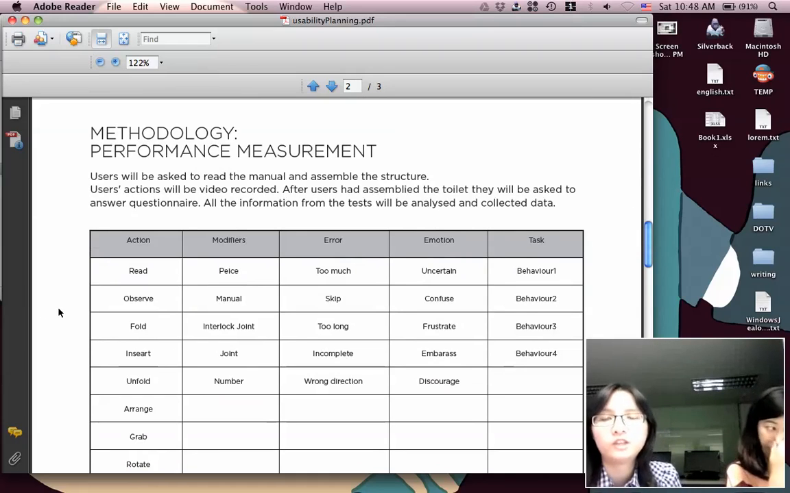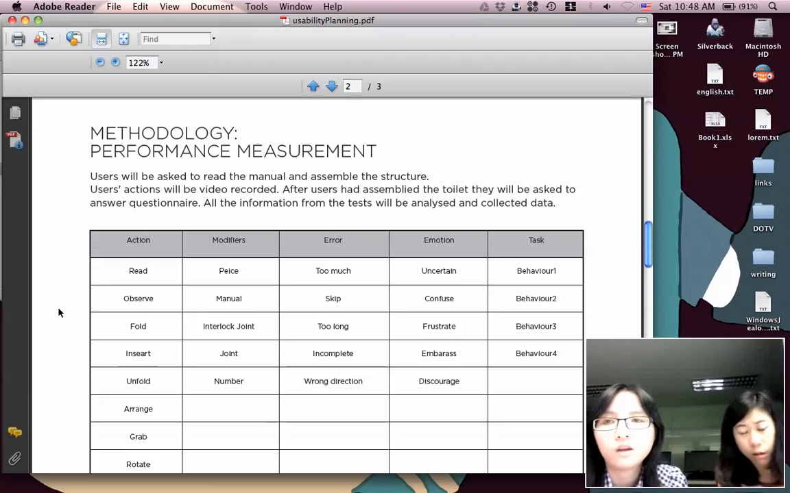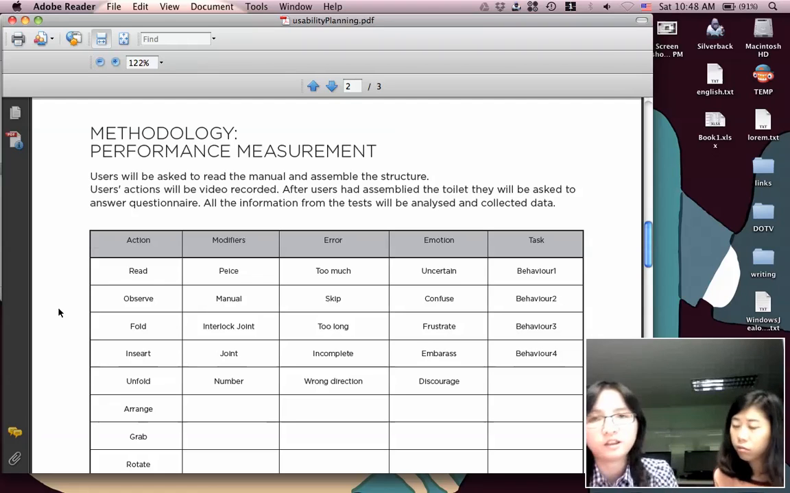So for the whole test, first the user will be asked to read and try to understand the system or the manual, and then after that try to set up the structure by themselves, and all the actions of the user would be recorded by the camera. And then we use this information and video to analyze in the program. And at the end of the test, the user will be asked to answer a questionnaire too.